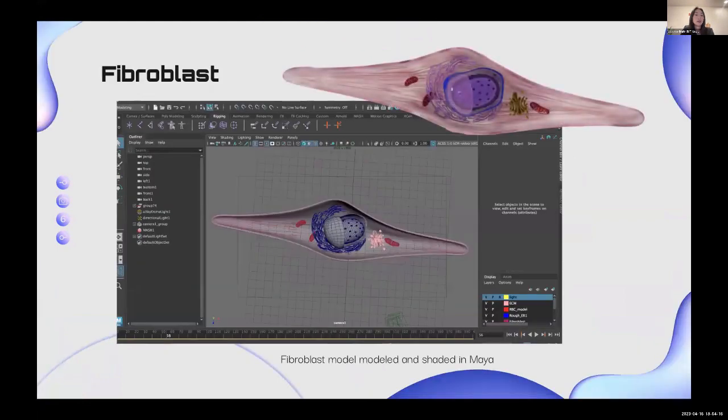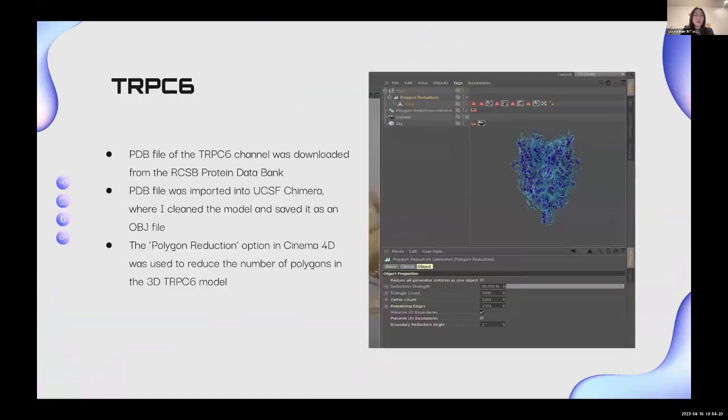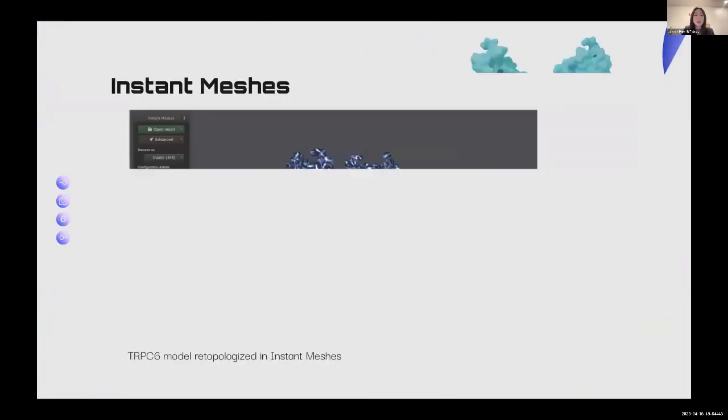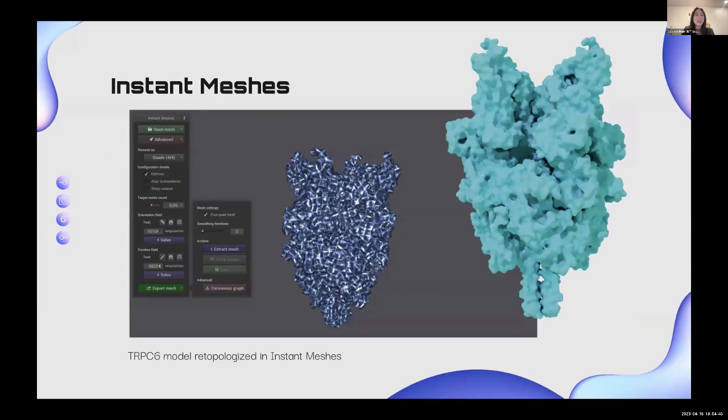And then I made a fibroblast model in Maya. For the TRPC6 channel protein, I downloaded the model from the RCSB Protein Data Bank website. The PDB file was downloaded, and then I imported that to UCSF Chimera, where I cleaned the model and saved it as an OBJ file. And then that OBJ file was imported into Cinema 4D, and I used polygon reduction in order to reduce the number of polygons in the model. The reduced polygon model was then exported into Instant Meshes, which is a quad-based auto retopology program. And then I saved it as an OBJ, which I then imported into Maya for animation.